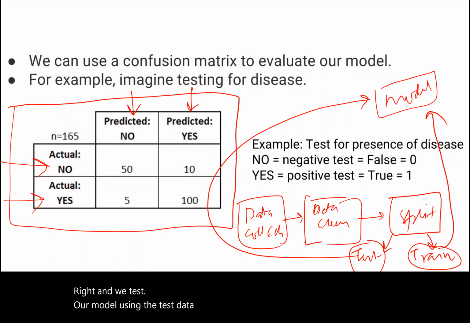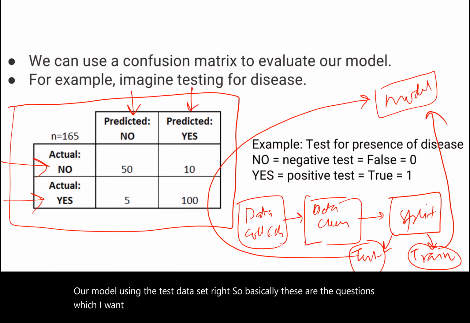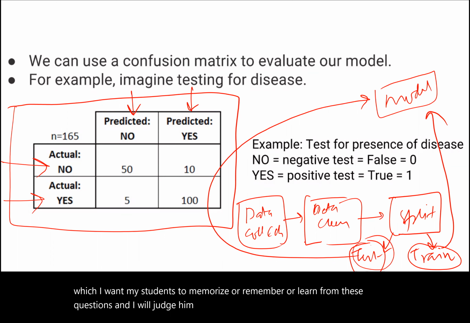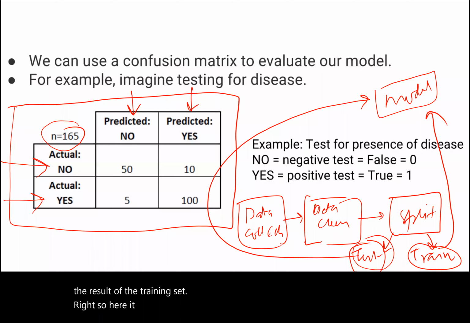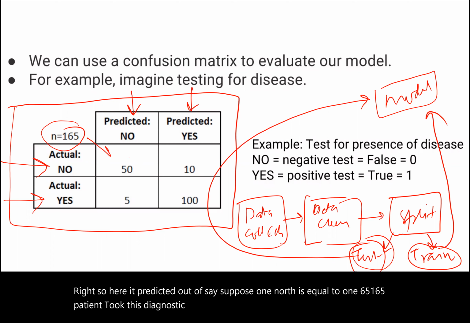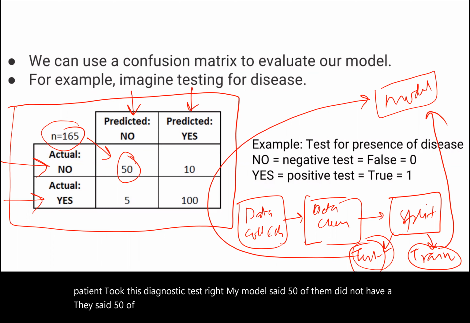So basically these are the questions which I want my student to memorize or learn from, and I will judge him on this test set performance. Here these are the results of the test set. Suppose n is equal to 165 patients took this diagnostic test. My model said 50 of them do not have corona, and actually 50 of them did not have corona.